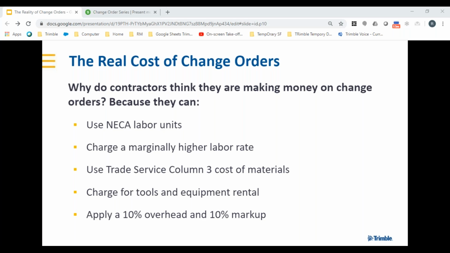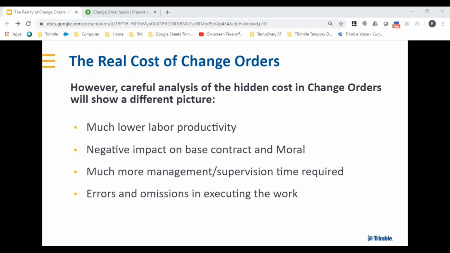All right, we've kind of talked about this. NECA labor units, the trade service column 3, the charging for tools and equipment, most often thinking that we're going to make money on it is an illusion. Now, we do need to analyze the hidden costs, and we do need to make sure that we keep bringing those to the forefront. If 15% of your contract value changes, do you add just 15% more management to the project? No, typically it's going to be a greater value than that.